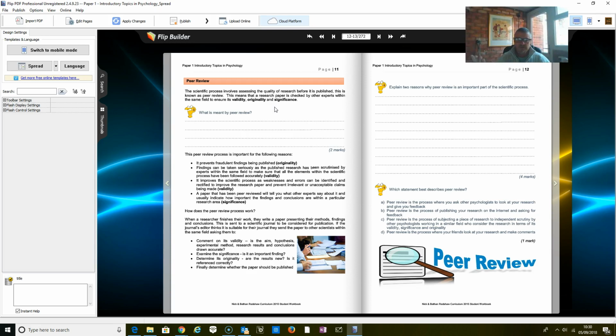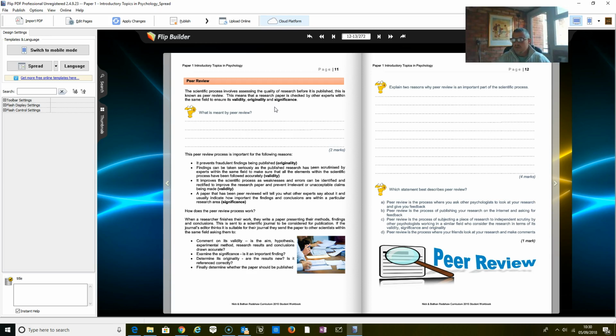So, how does the peer review process work? When a researcher finishes their work, they write a paper presenting their methods, findings, and conclusions. You'll do this many times through the course. This is sent to a scientific journal to be considered for publication. If the journal's editor thinks it's suitable for their journal, they send the paper to other scientists within the same field, asking them to comment on its validity, examine the significance, determine its originality.